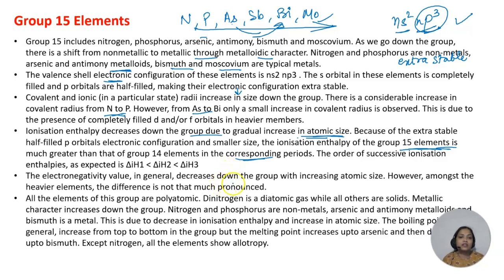That is what we should know. Electronegativity value generally decreases down the group with increasing atomic size. All the elements are polyatomic. Nitrogen exists as dinitrogen, a gas, while other elements are solids, like phosphorus exists as P4. So they are polyatomic elements in this case.